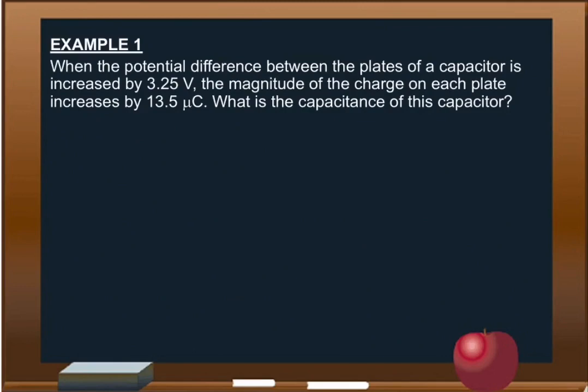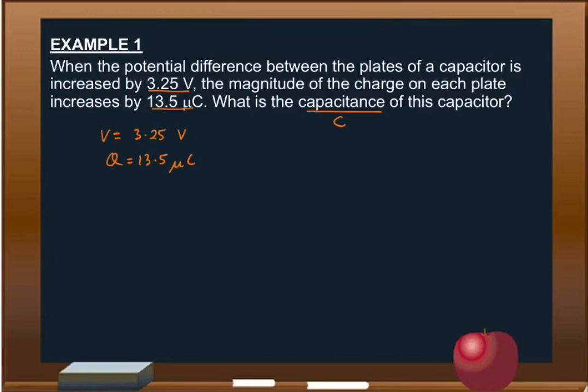When the potential difference between the plates of a capacitor is increased by 3.25 volts, the magnitude of the charge on each plate increases by 13.5 microcoulomb. What is the capacitance of this capacitor? So the question is asking us to find capacitance, which is capital C. And then we are given the potential difference across the plates, which is 3.25 volt. So we have V is equal to 3.25 V. So Q is equal to 13.5 microcoulomb.